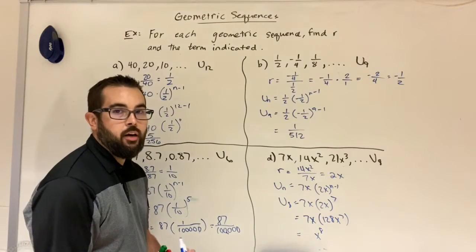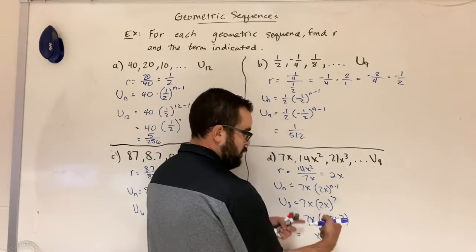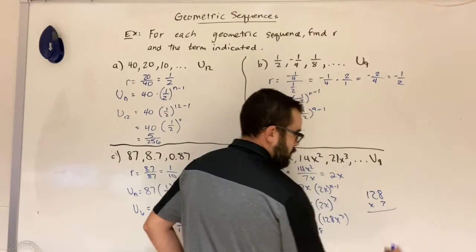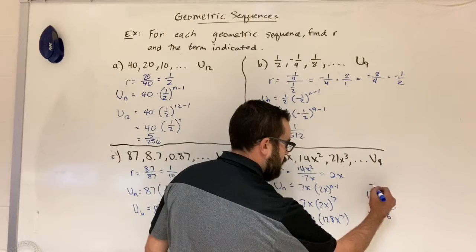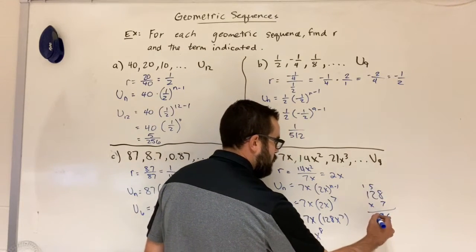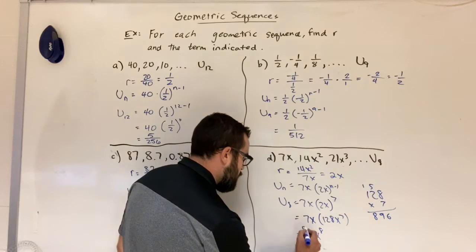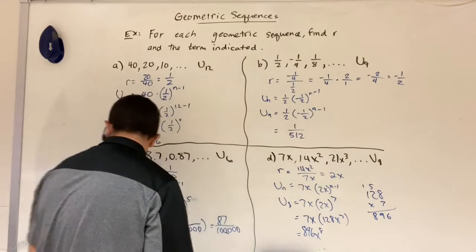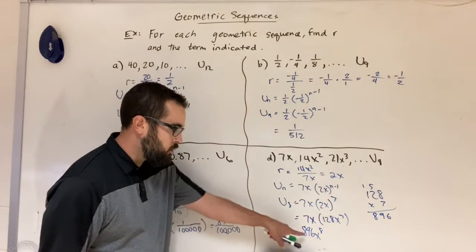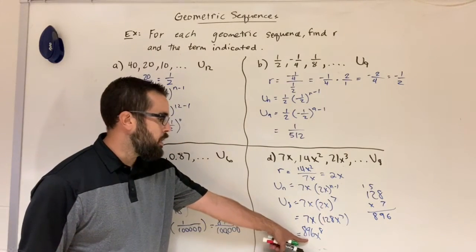Now, what do you do if you don't have a calculator and you can't multiply that in your head? Go old school. Calculate what it is. 896. All right, so there's your answer. That is the 8th term.